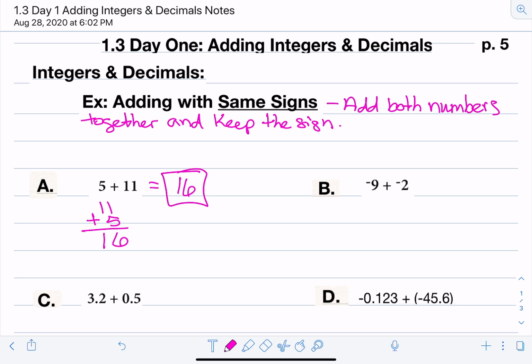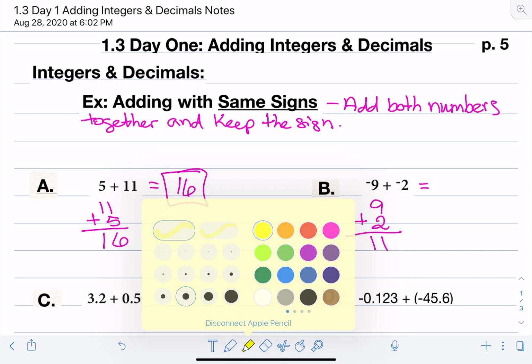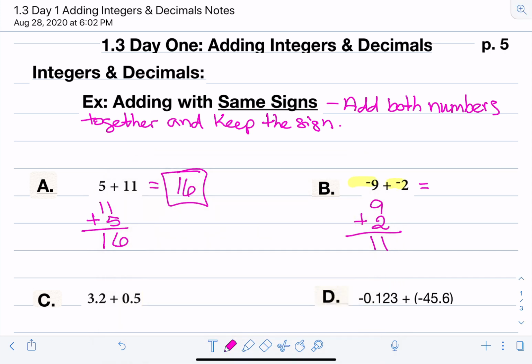Now if I look at B, you'll notice that now both signs are negative. So once again I add both numbers together, so 9 plus 2, and I get 11. Because the sign is negative for both of them, we're going to keep the sign negative. So it's going to be negative 11.